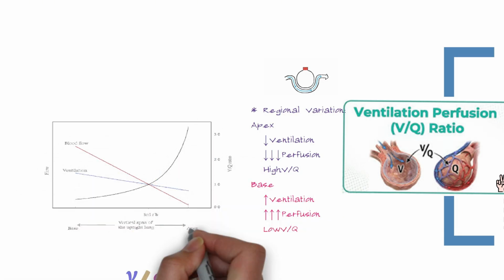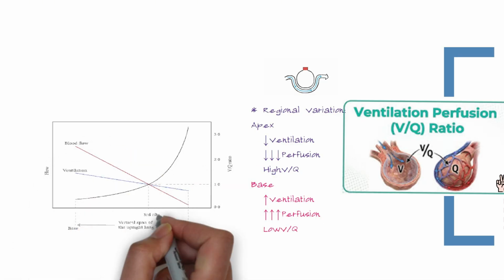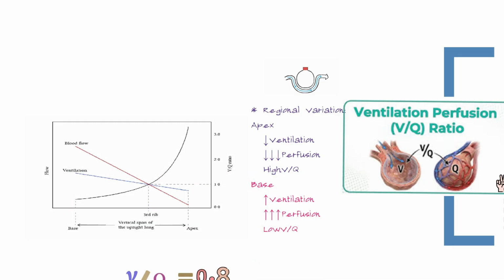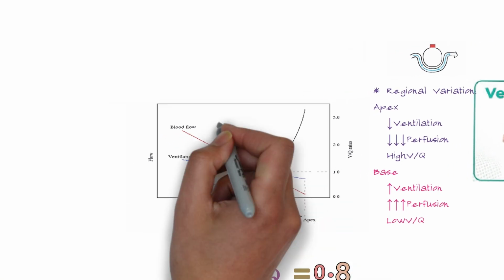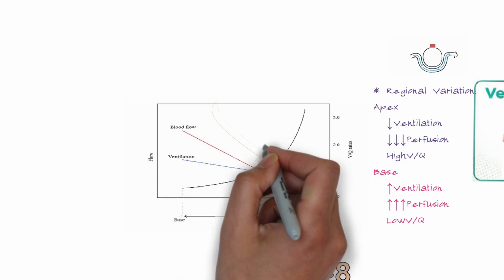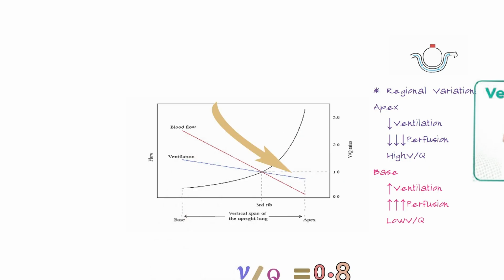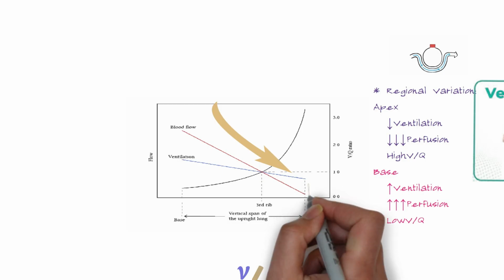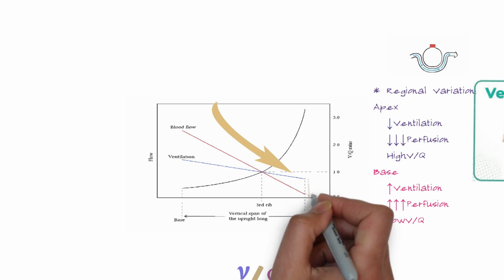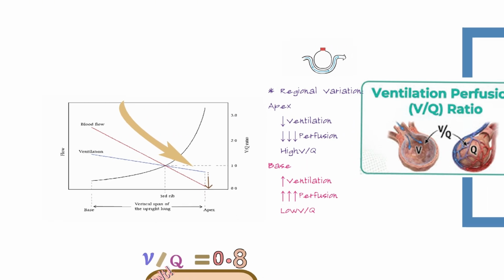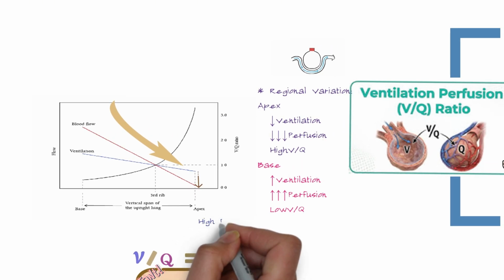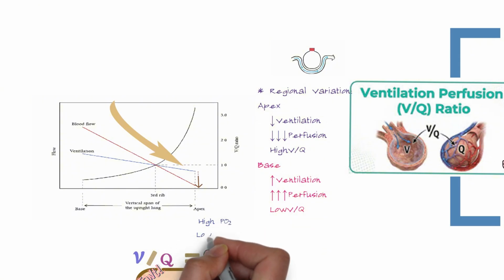And then we discussed the ventilation perfusion ratio, and we said that blood flow and ventilation become lower as we go from base to apex. However, the decrease in the flow is more than that of the ventilation in the apex, and this will leave the ventilation perfusion ratio higher in the apex than the base. So we have high oxygen and low carbon dioxide in the apex compared to the base.